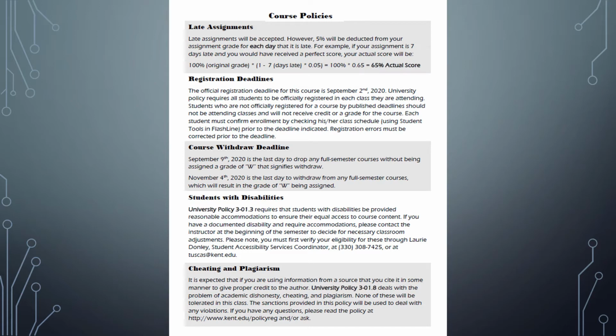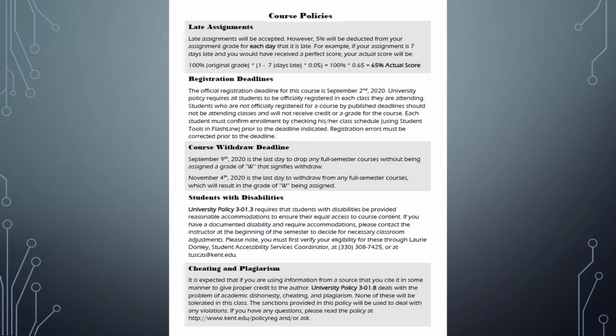Also, the university has some registration and withdrawal deadlines that I'll cover quickly. If you are listening to this, you're of course signed up for this course, but this information might be valuable if you're thinking about registering for other courses. You can register for courses up until September 2nd this year.